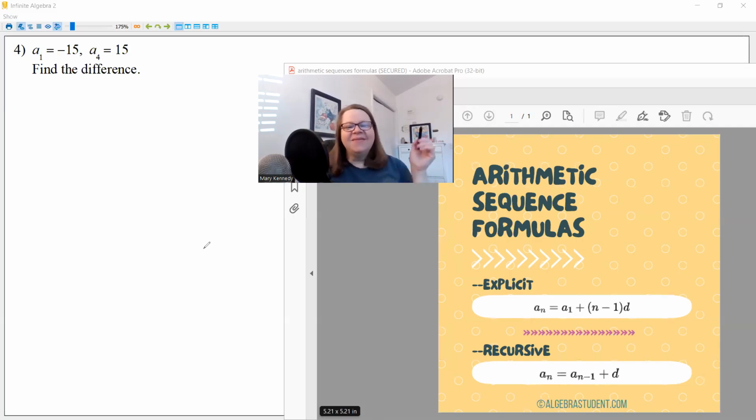Hey guys, we're going to look at this arithmetic sequence information and see if we can figure out the difference in this sequence with what seems like some very limited information.